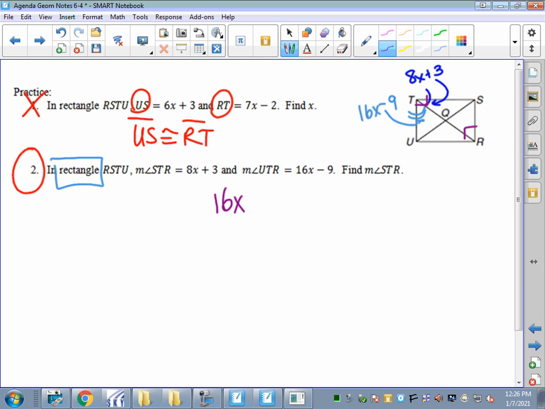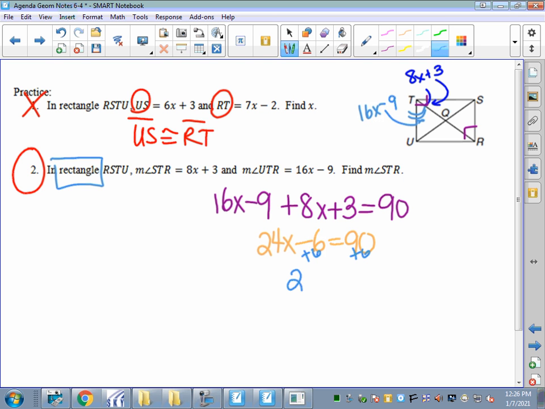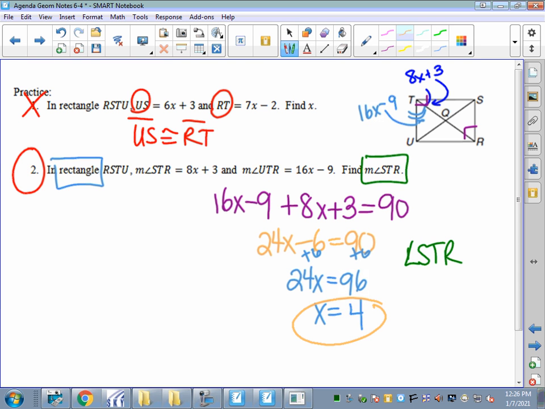So I could say 16x minus 9 plus the 8x plus 3 has to be equal to 90 degrees. Let me combine some like terms here. I think that's going to be a 24x minus 6. I may need a calculator. Add 6. So if 24x is equal to 96, I believe when I divide, that's going to be a 4. I could be wrong, but I think that's right. Are we done with this problem? No, right? Because it asks for the measure of angle STR. Angle STR, which was equal to 8x plus 3.